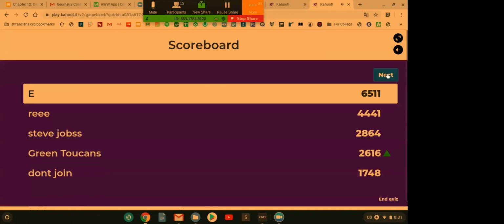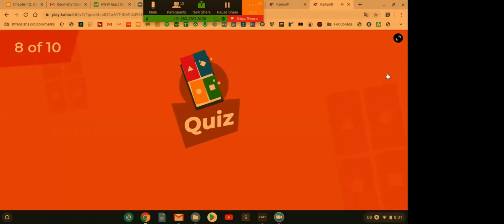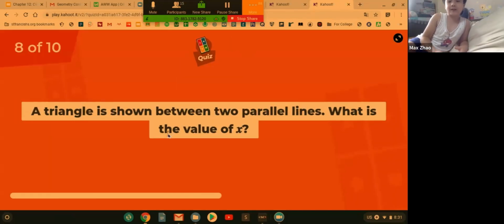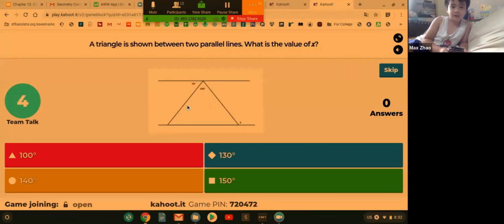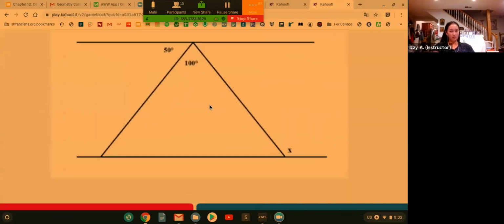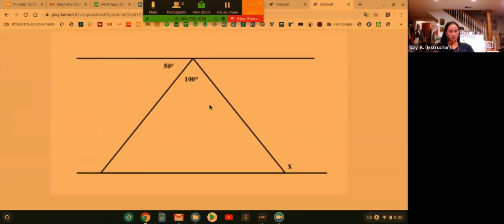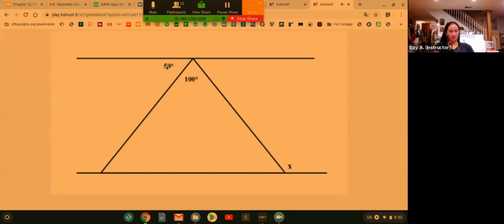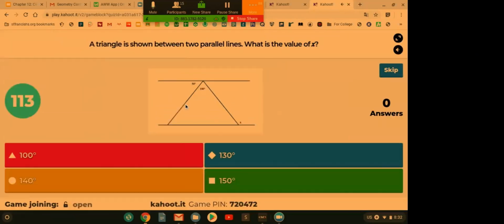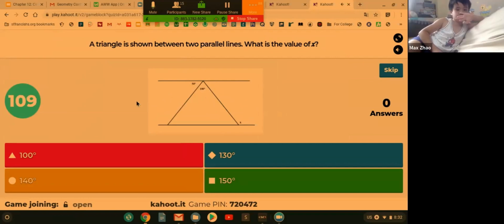The green toucans are now in fourth place. It's really hard, so I need a calculator. A triangle is shown. What is the value of x? A triangle is shown. The value of x. Oh, really hard. So you want to find x, 50, 100. Okay. You max out now. Yes. There you go.